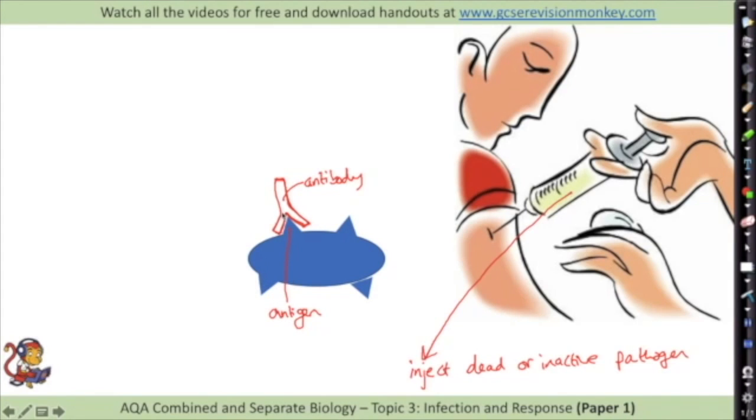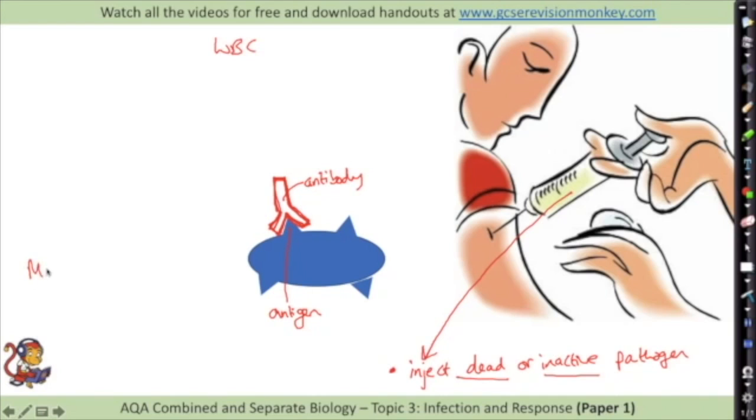So your body will start to work out the particular shape antibody that it needs to make to fix onto that antigen. But you are not at risk from actually getting a disease from that virus or that bacteria because they are dead or inactive. So it's harmless to you, but your body has time for your white blood cells to make the very particular antibody to fit on that antigen, so that if you were ever to get in contact with that bacteria or virus again, your white blood cells would straight away kick into action and be able to produce the antibodies and protect you from those pathogens dividing and making you feel ill.